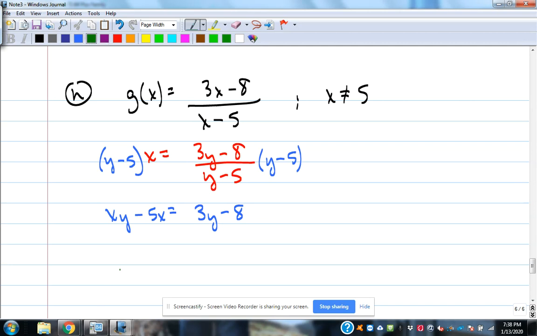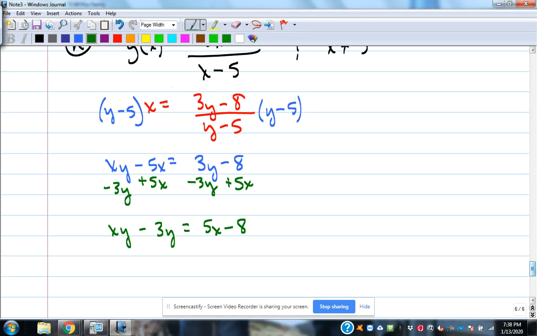All right, so get all the y's on the same side and all the stuff that ain't y's on the other side. Okay, so add 5x, and I'm going to subtract 3y at the same time. xy minus 3y is equal to 5x minus 8. And if you wrote that in a different order, technically it's okay. But generally, the accepted way of doing things is the variable part first. But it's technically the same.